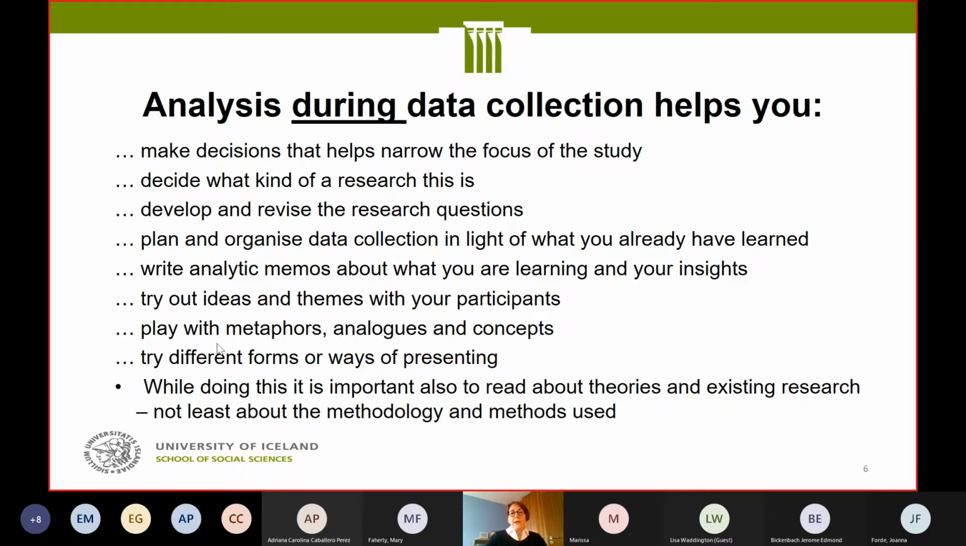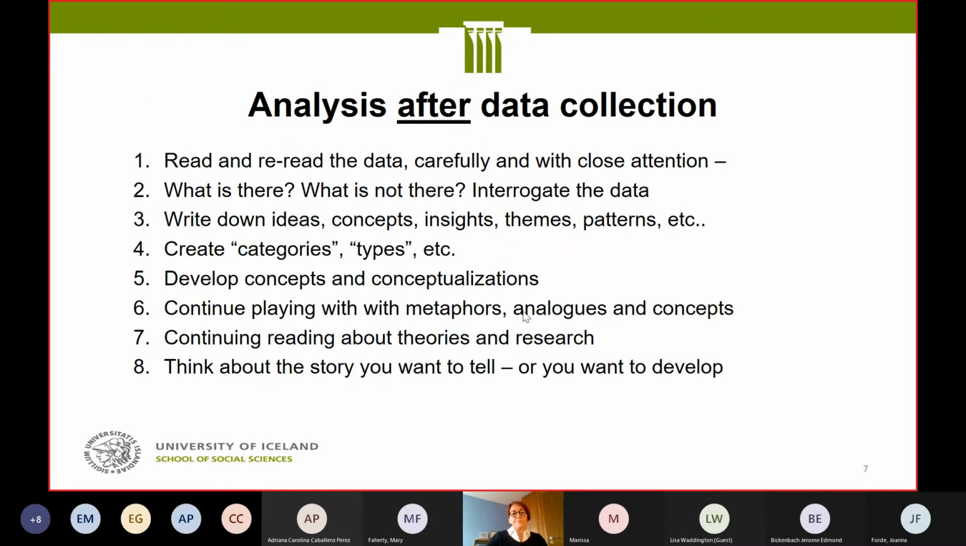Just really helpful. And you may have read a methodology book at the outset, but after you have done your own data collection, after you have started your analysis, you will read the methodology texts with different insights and understandings because you relate to it based on your experience. So please keep reading along with data collection. Then analysis after data collection.